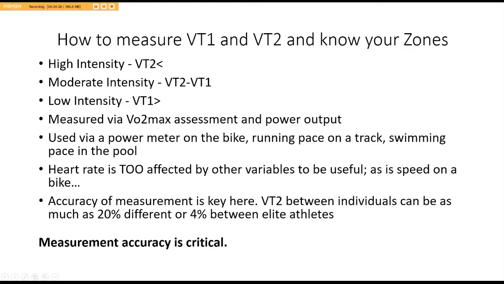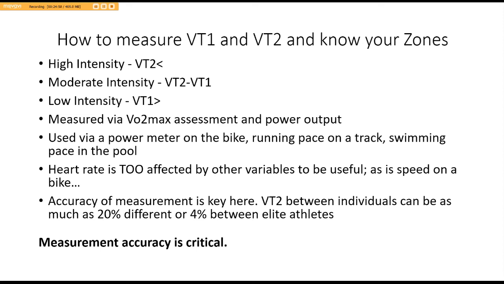So we look now at how to measure VT1 and VT2, know your zones. As discussed, high intensity is above VT2, moderate intensity is between VT2 and VT1, low intensity is below VT1. So we can convert that to power once you've done a VO2 test, or running speed, or even swimming pace once the test has been done. The accuracy of the measurement is critical.